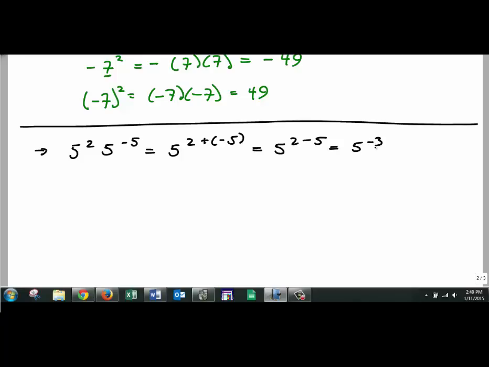Now, in math, we usually do not leave negative exponents. We always try and rewrite these. So this would be 1 over 5 to the third. And 5 to the third now is something that we can figure out.